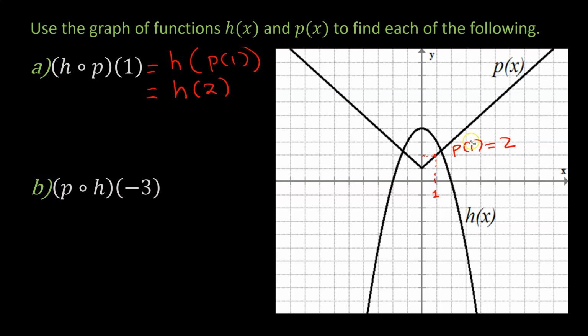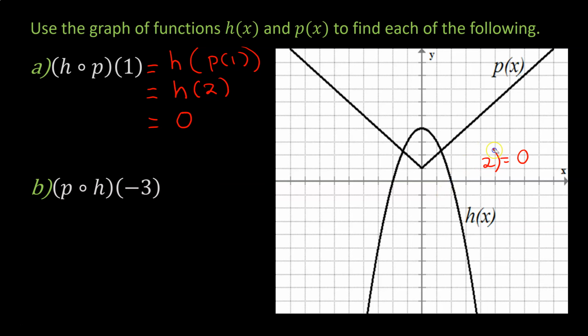To find h of 2, what are we going to do? Go out to 2, and then look at the function h, which happened to just be right there. So h of 2 is 0. So this is 0.